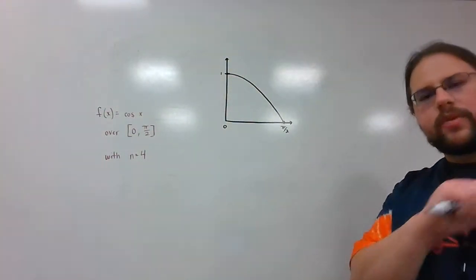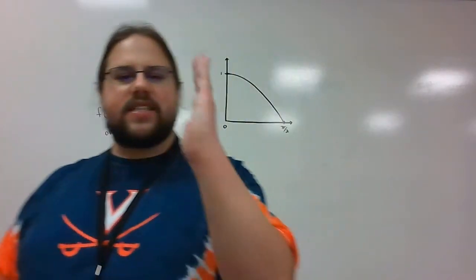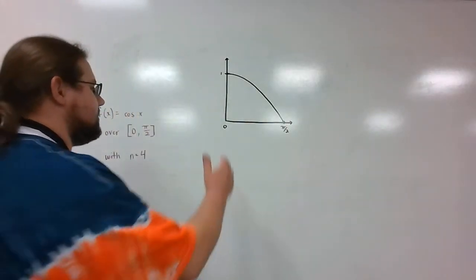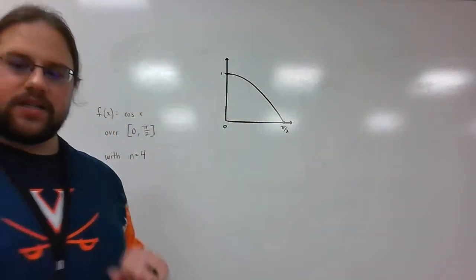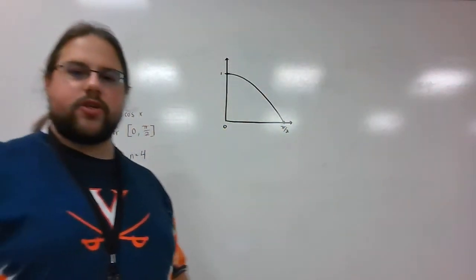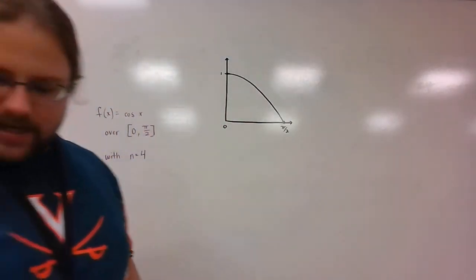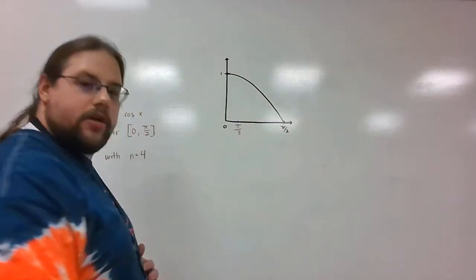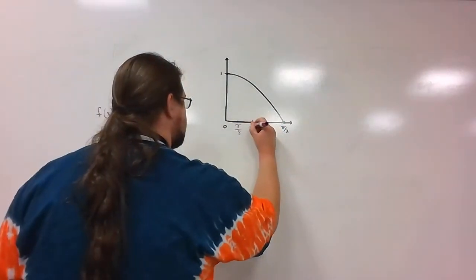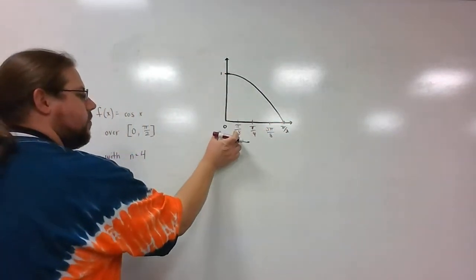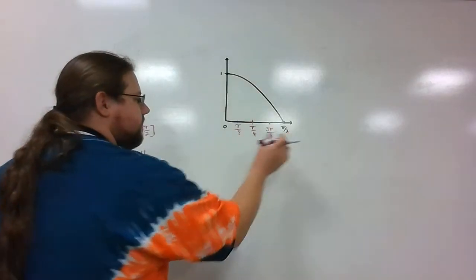So here's what I need to do. I need to chop this up into 4 different sections. How am I going to divide up 0 to pi over 2 into 4 sections? If I'm starting at 0 and going to pi over 2, all I have to do is divide pi over 2 by 4. If you do that in your calculator or in your head, you should get pi over 8. So the first one's going to be at pi over 8, then 2 pi over 8, which is just pi over 4, then 3 pi over 8, which doesn't simplify. So I'm going to have 4 rectangles: one here, 2, 3, 4 rectangles.